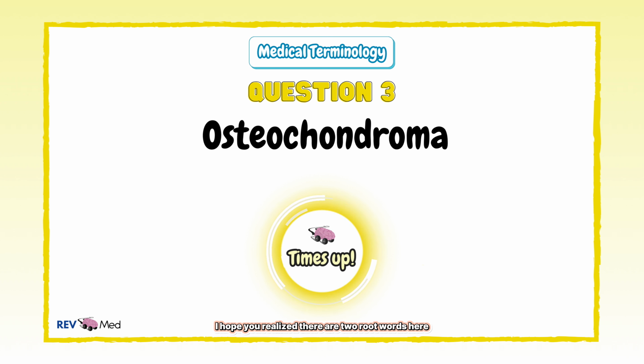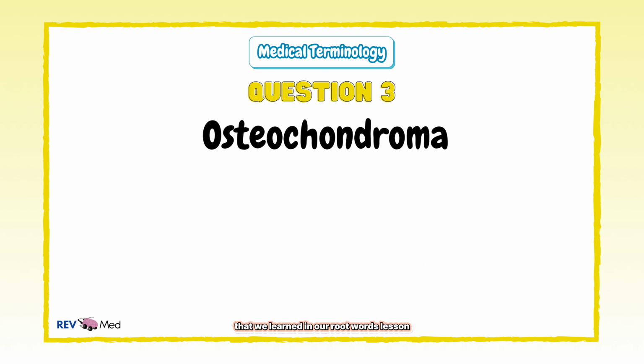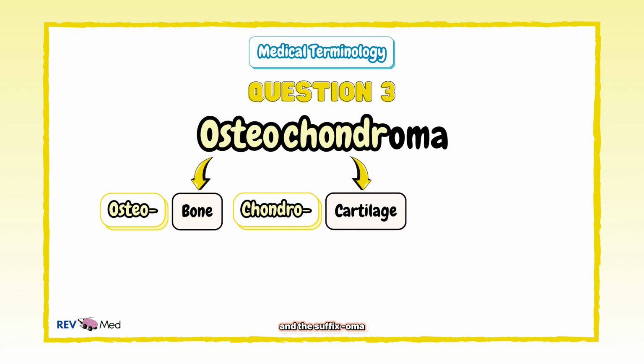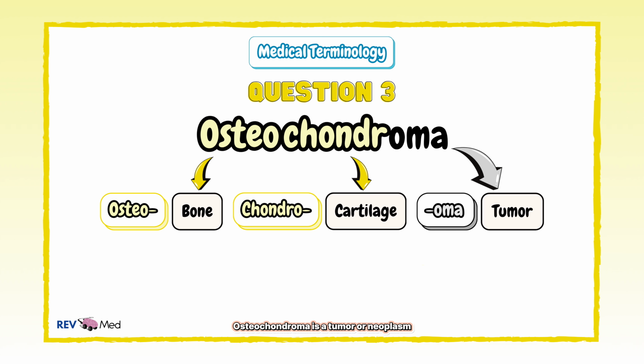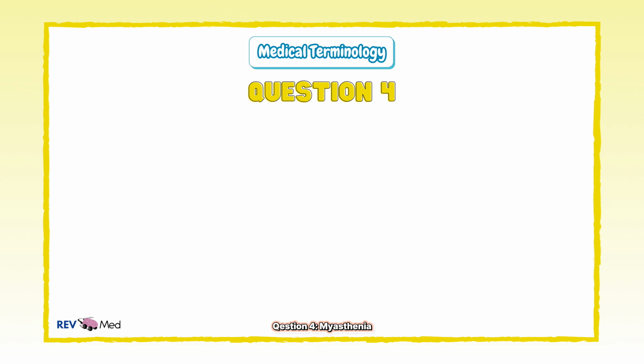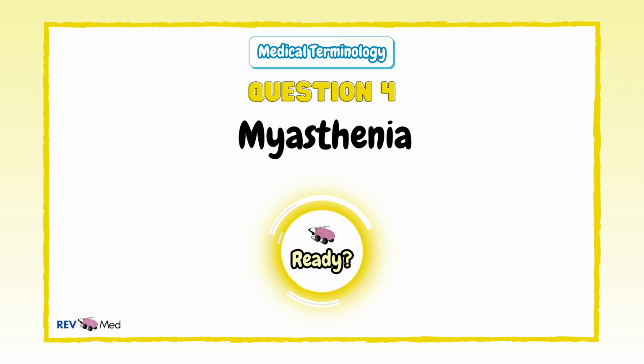I hope you realize there are 2 root words here that we learned in our root words lesson. You see osteo, which is for bone, and chondro, which is cartilage. And the suffix oma, like we saw in question 2, just means tumor. Osteochondroma is a tumor or neoplasm of an area of bone and cartilage. Question 4. Myasthenia.